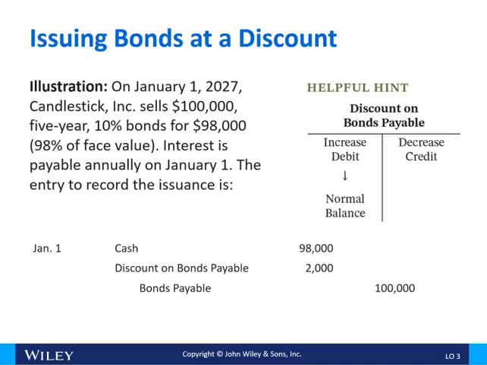We record the liability at face value, $100,000, because in 5 years, that's what we have to pay the bondholders. We have to pay the full $100,000, even though we only received $98,000. So the discount on bonds payable is a contra account, increases with the debit, has a normal debit balance, and it decreases with the credit.